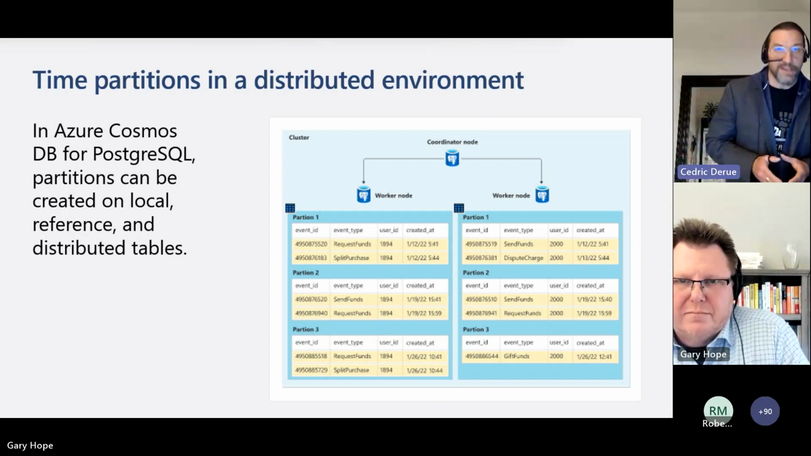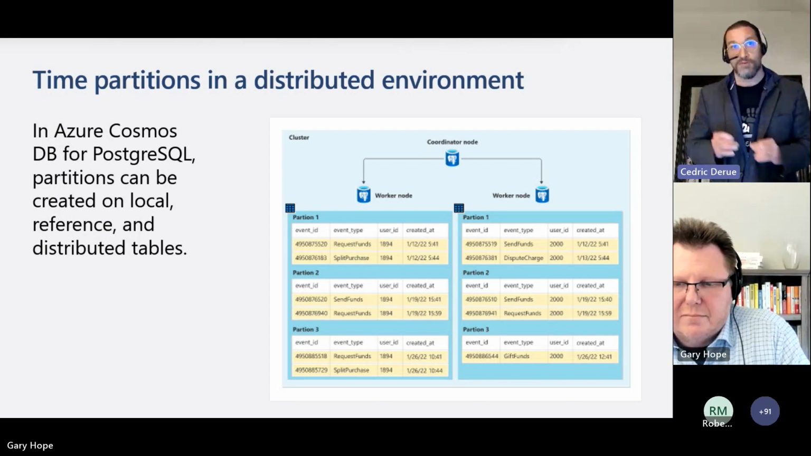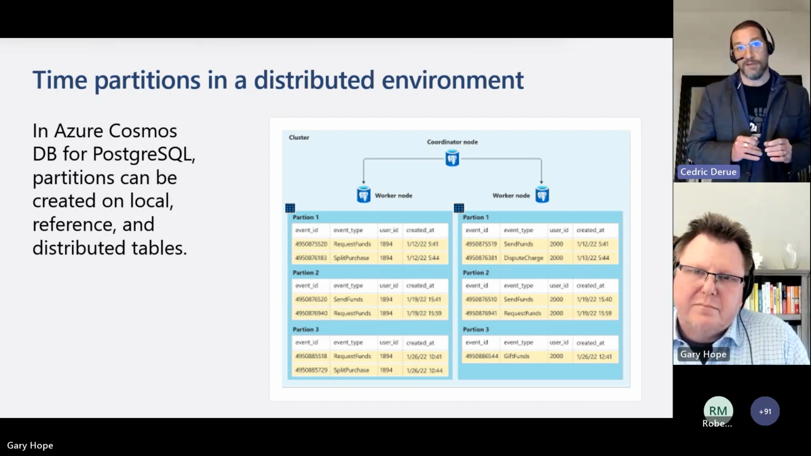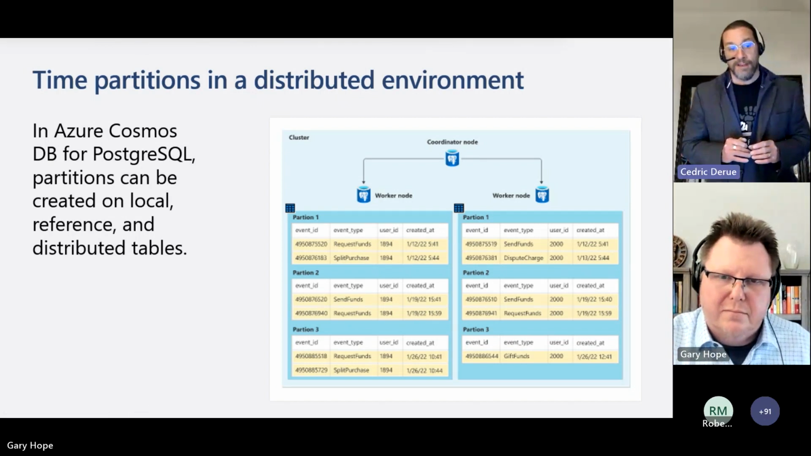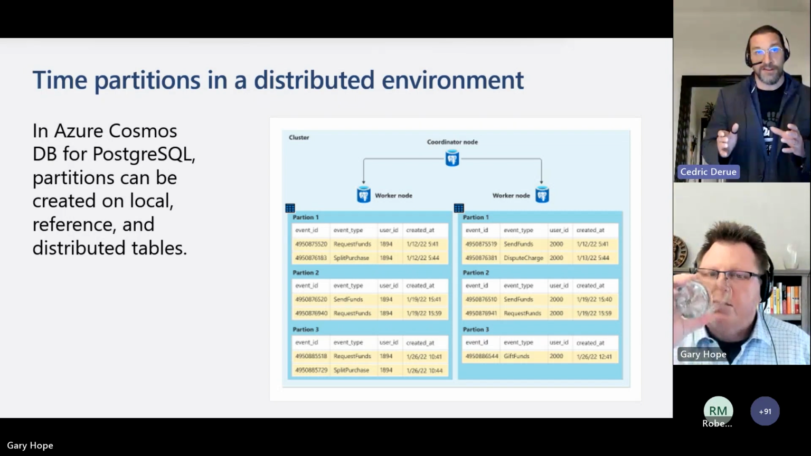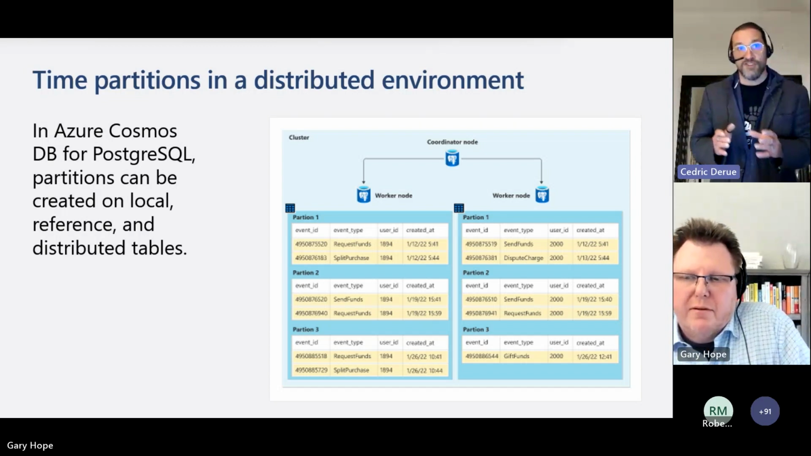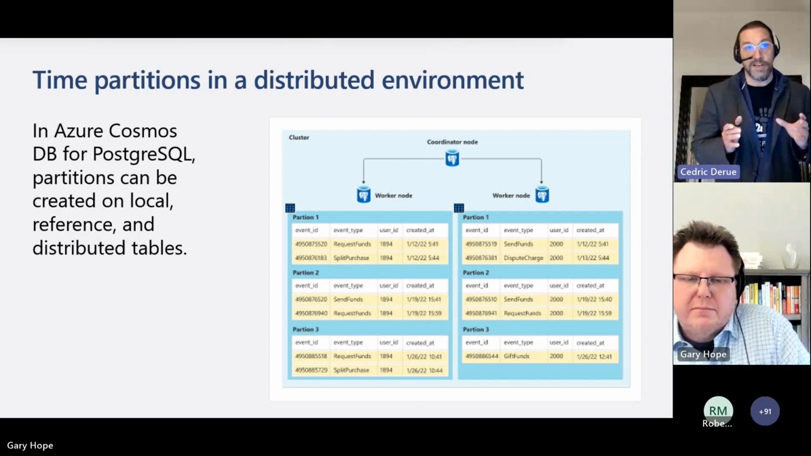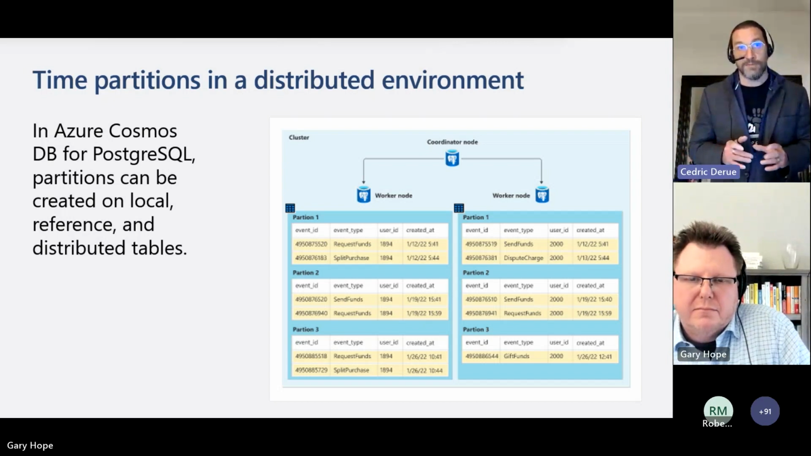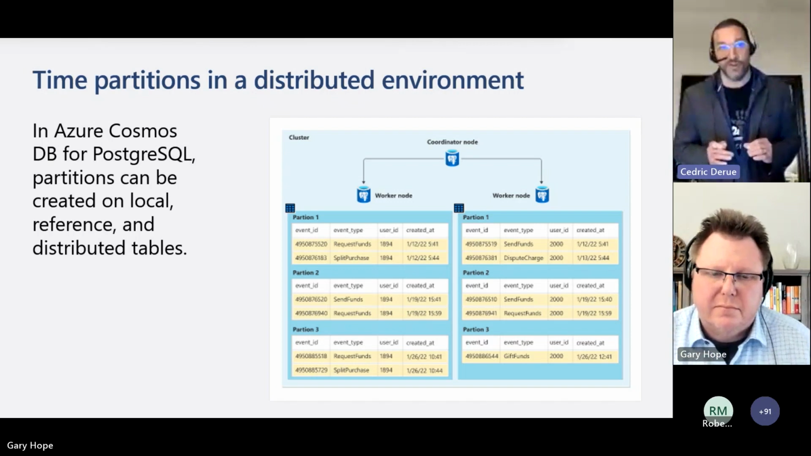In Azure Cosmos DB for PostgreSQL, partitions can be created on local, reference and distributed tables. The partitions can be created prior to distributing the table or after distributing the tables. Partitions are different from shards in that partitions are vertical slicing, whereas shards are horizontal scaling. The partition details are managed at the worker node level, whereas the coordinator node is responsible for the distribution and shard placement. The partition column doesn't need to match the distribution column.